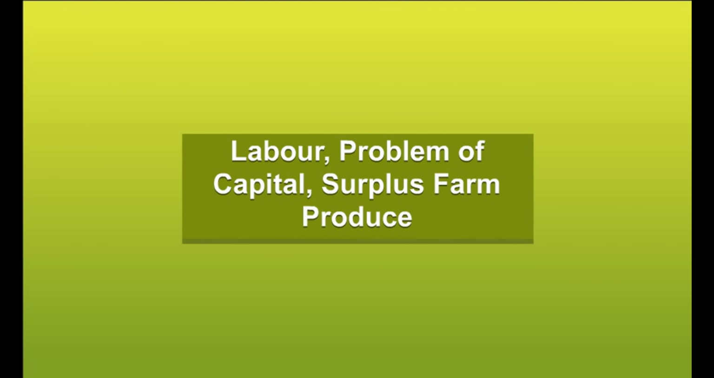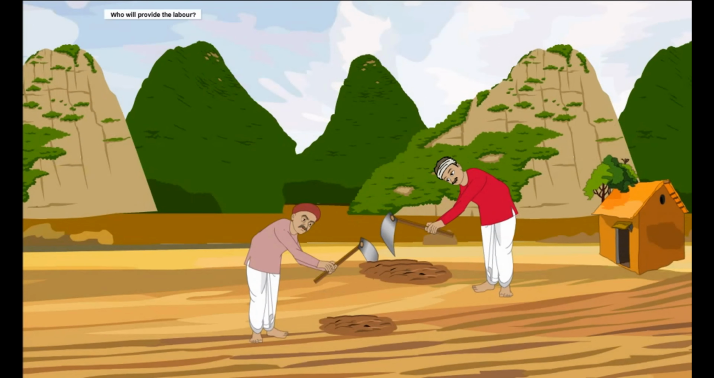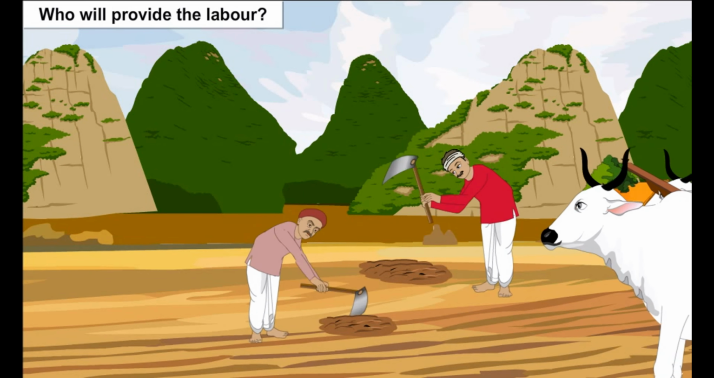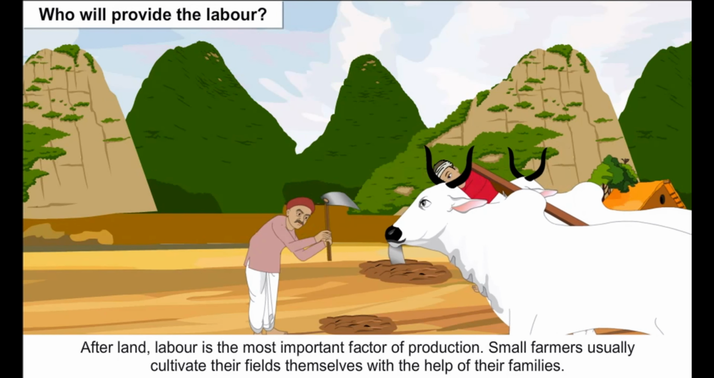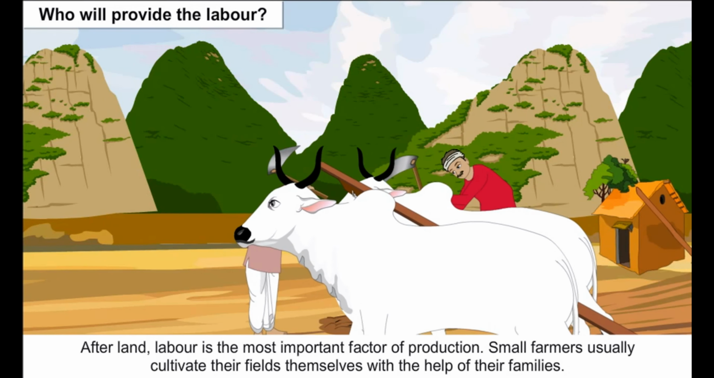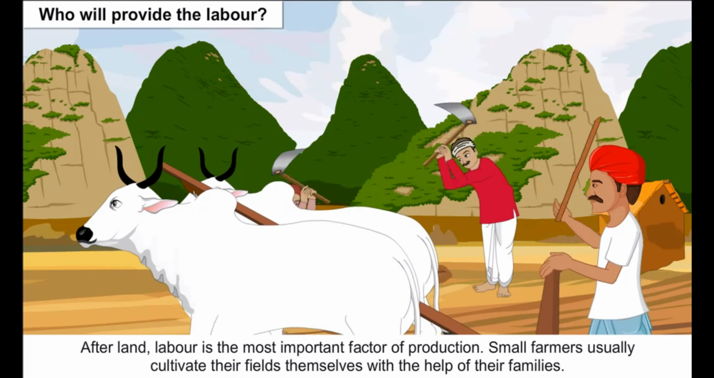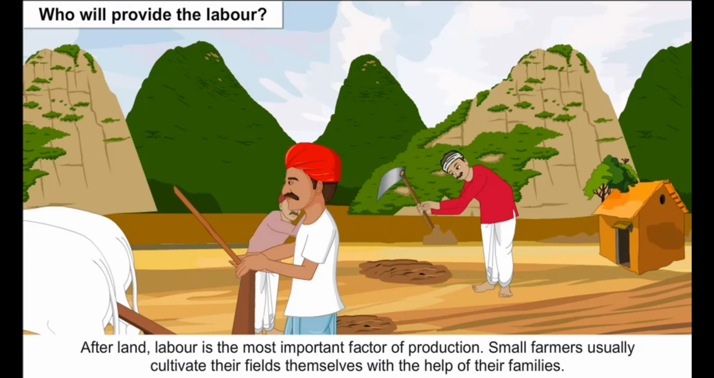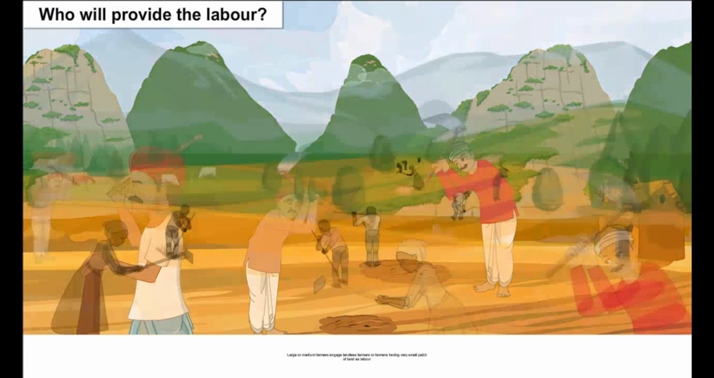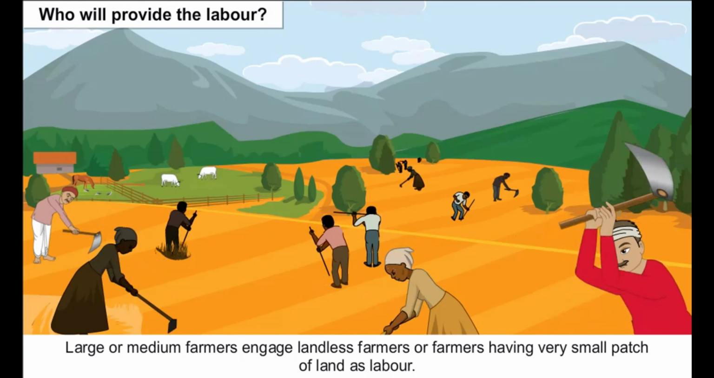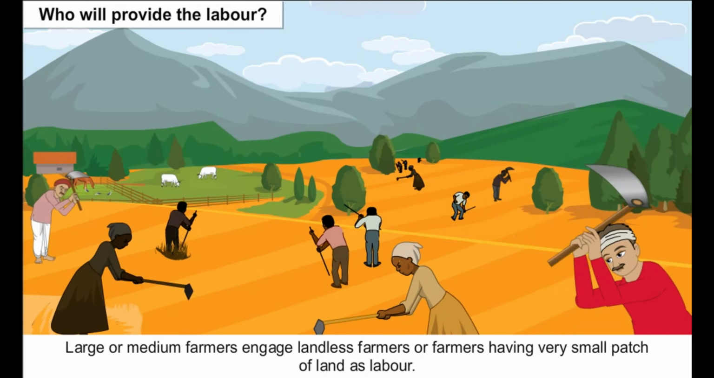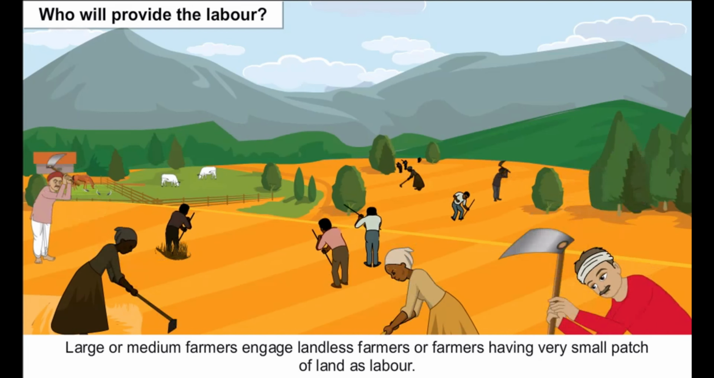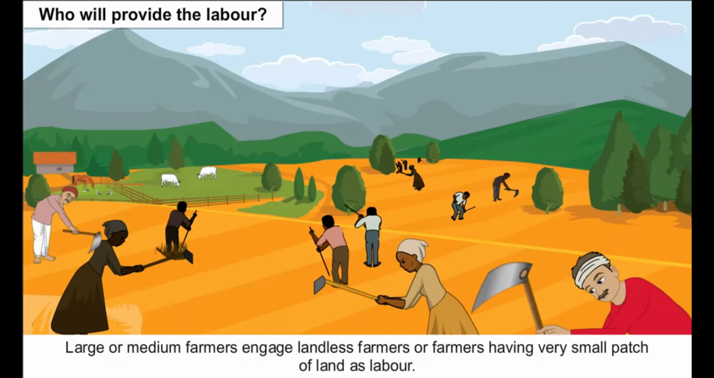Labor problem of capital surplus farm produce. Who will provide the labor? After land, labor is the most important factor of production. Small farmers usually cultivate their fields themselves with the help of their families. Large or medium farmers engage landless farmers or farmers having very small patch of land as labor.